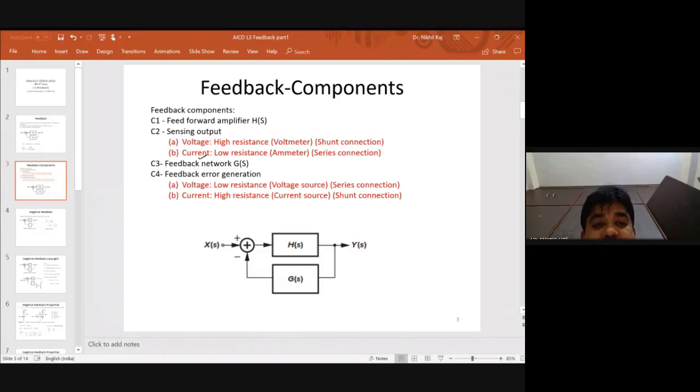And if the feedback component is analyzing the current, then the resistance seen at the input of the feedback circuit will be very low, just like an ammeter.